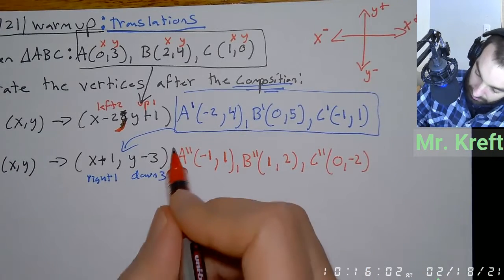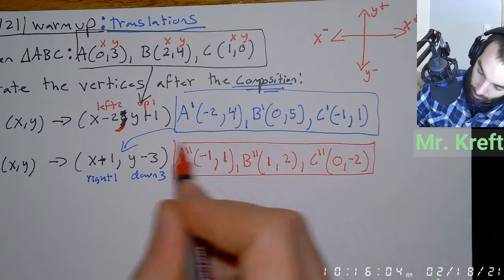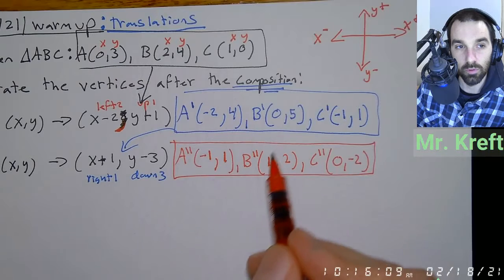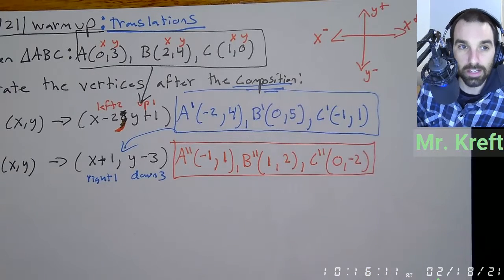Okay. So this again is my final resting place for my original triangle ABC. I moved it once and then I moved it twice, and that's a composition, right? So you do 2 and they build on each other.